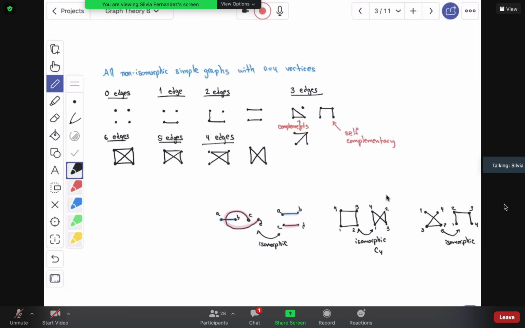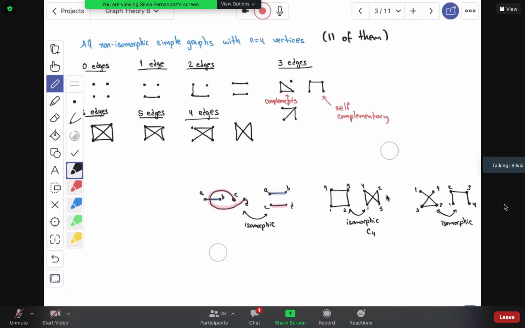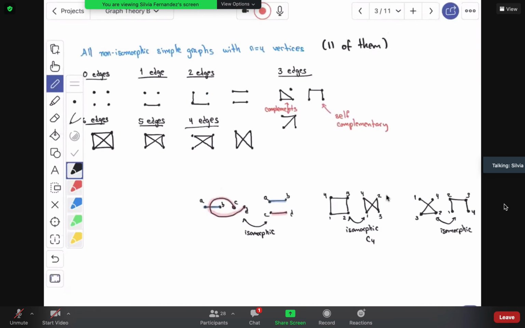So there are 11 of them. There's a problem after that says to find all the graphs with 5 vertices. I think that would be helpful for you to understand this idea of what's isomorphic, which graphs are isomorphic. But this would be the one for 4. Any questions?